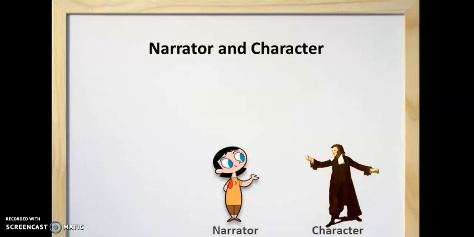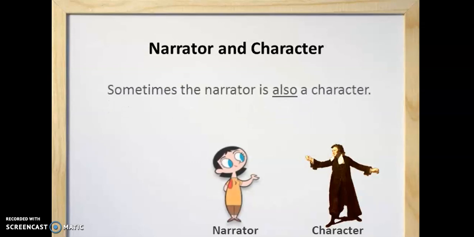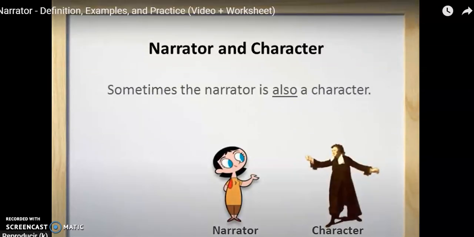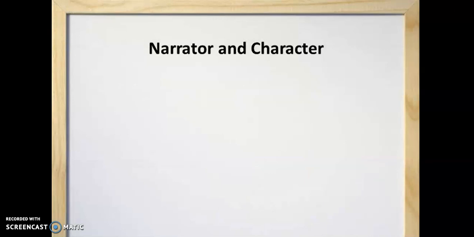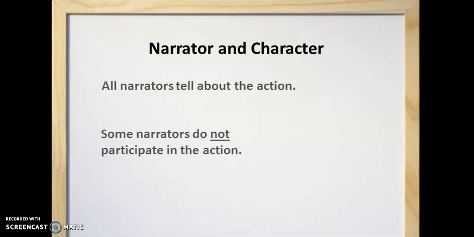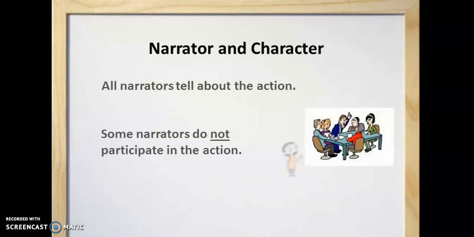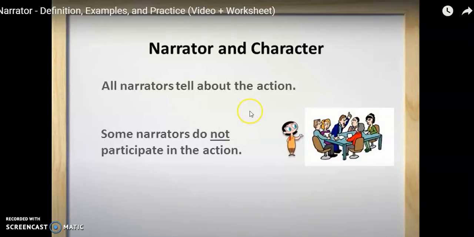Narrator and character. Sometimes the narrator is also a character. It means that the person who is telling the story participates in the story as a character as well. All narrators tell about the action or the events that happen in the story. Some narrators do not participate in the action. As you can see in the figure, this girl is the narrator, those are the other characters. So the narrator is not participating in the action.